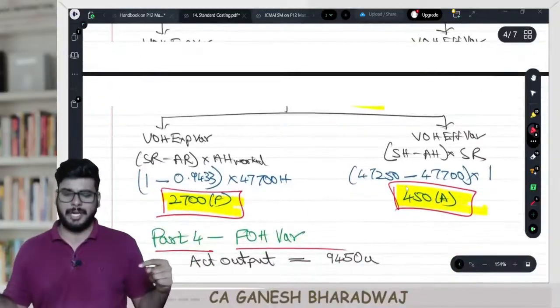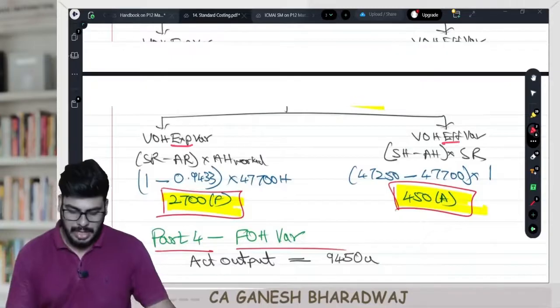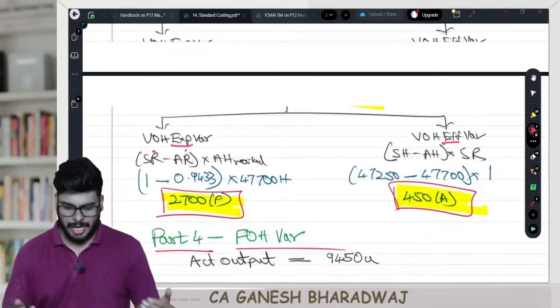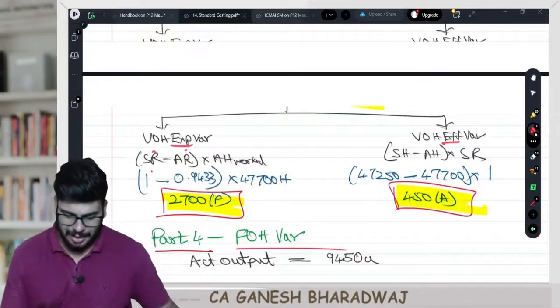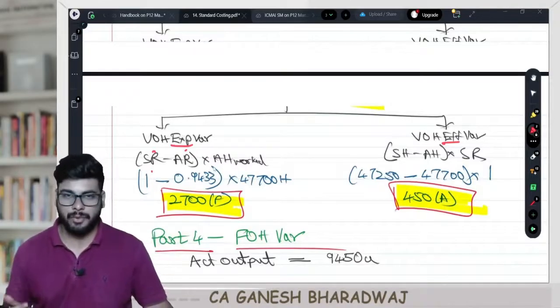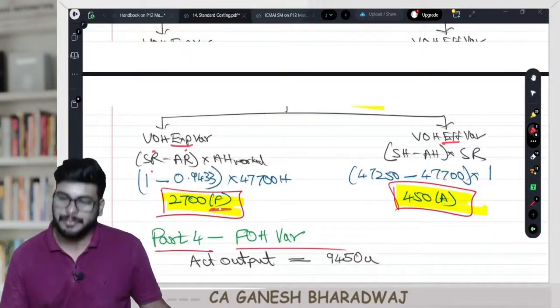Now this gets bifurcated into two: expenditure and efficiency variance. Expenditure variance is standard rate minus actual rate into actual hours worked. So you should have incurred 1 rupee for every hour, but you've incurred only 0.94 something. So basically it's a favorable variance. You can do the calculation and you'll get the favorable variance.